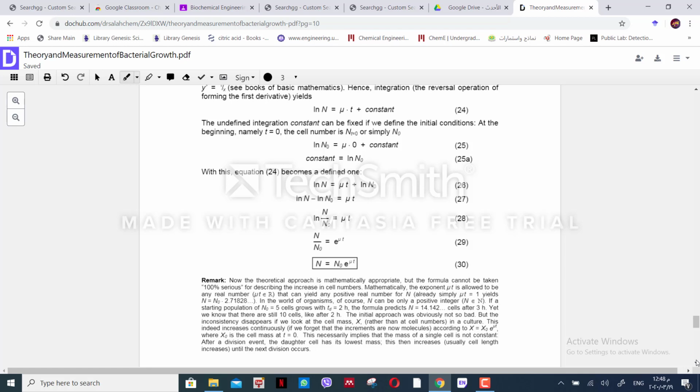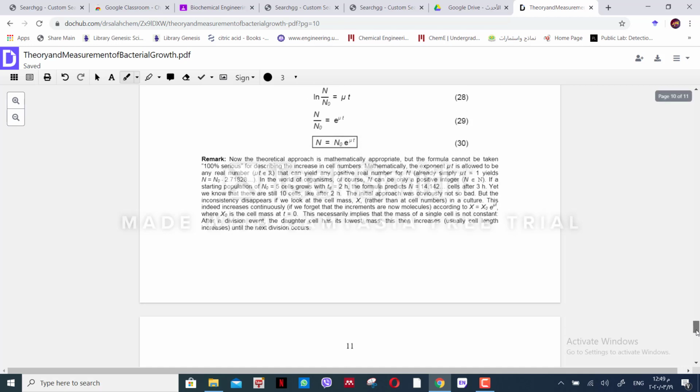This is no more than ln n over n naught equal to mu t. Take the exponential of both sides, so n over n naught equals e to the mu t, and thus n equals n naught e to the mu t, and this is equation 3. So if we have the time, we can compute the number of cells, or population of cells, at any time.